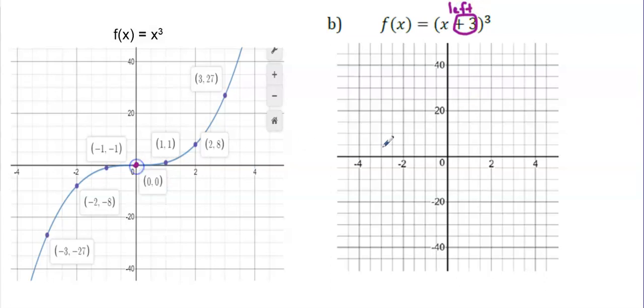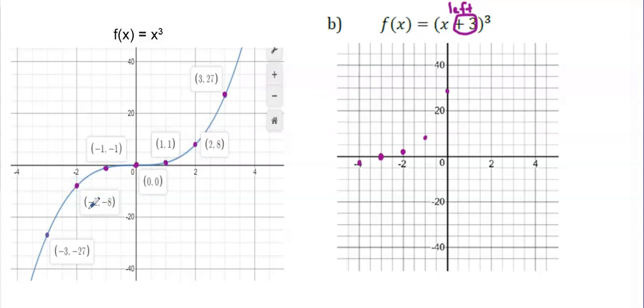I'm going to take this 0, 0 point, and I'm just going to move it over 3 units to the left, so it'll go to negative 3. The next point I'm going to move is this point 1, 1. So if I move it to the left 3, that means I need to subtract 3 from the x. So I'm at negative 2, 1. And then I'll move this negative 1, negative 1. Come back up to this 2, 8. And then 3, 27.